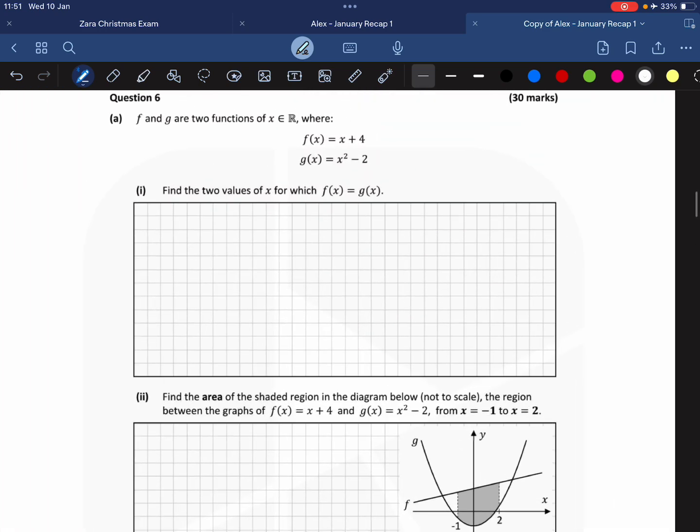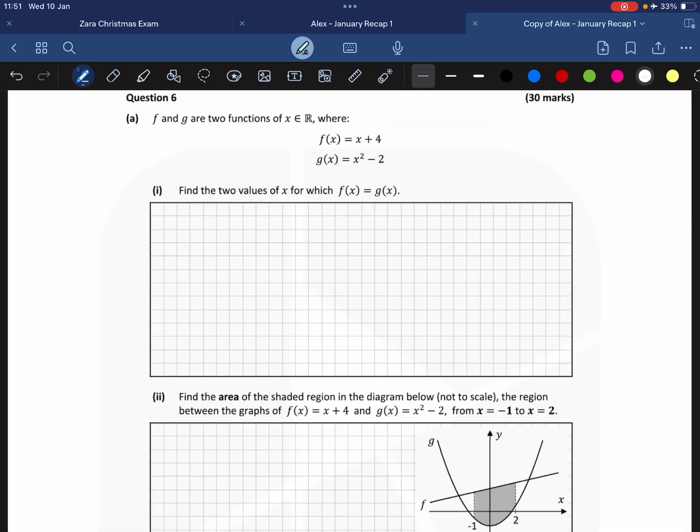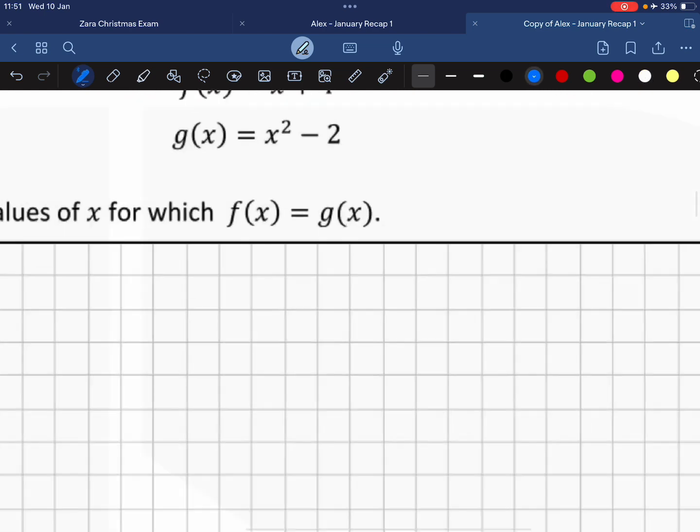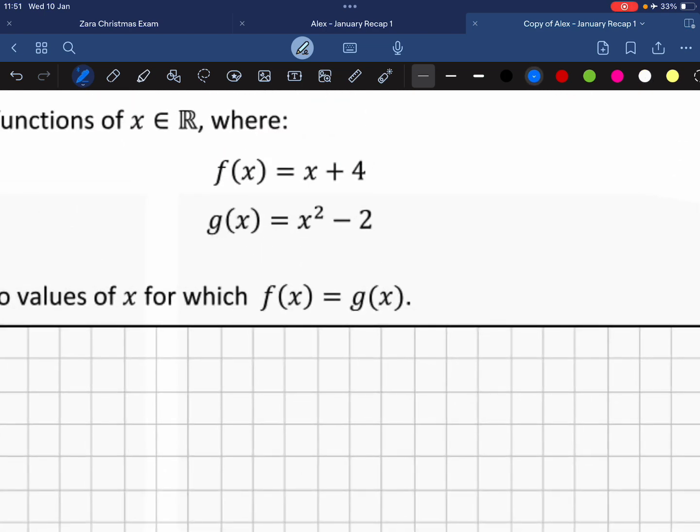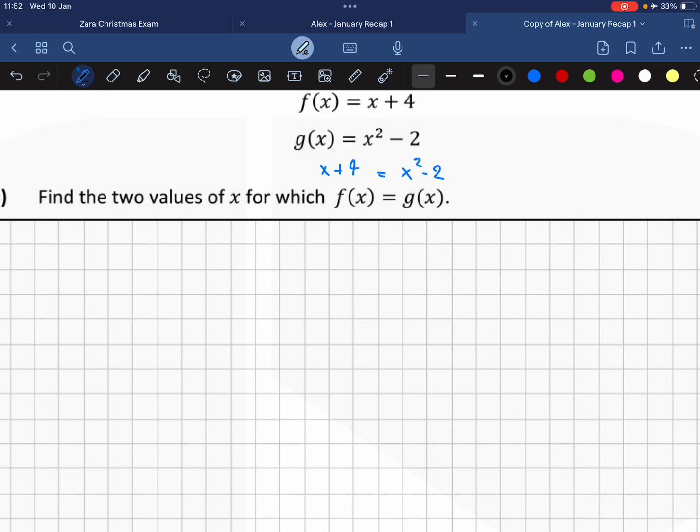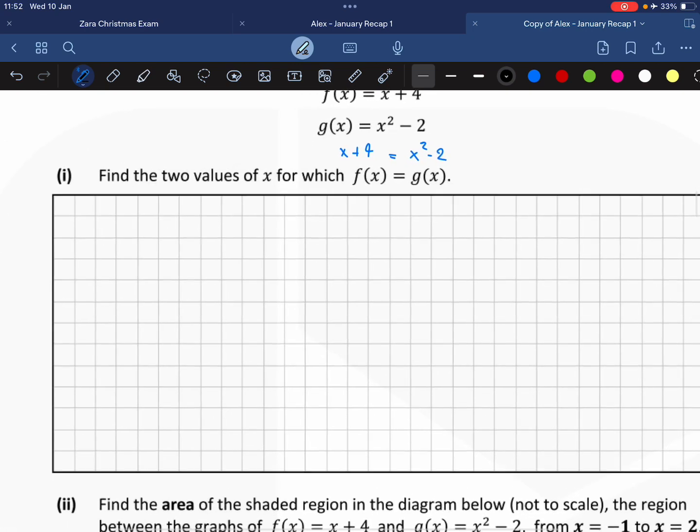So question 6 says f and g are two functions of x, which are elements of the real numbers, where f of x is equal to x plus 4 and g of x is equal to x squared minus 2. Part 1, find the two values of x for which f of x is equal to g of x. So we need to equal the two of them to each other. If you see something written like this, you can literally just replace this with x plus 4 is equal to x squared minus 2, and then we're going to solve. And we should get two values. We might get one, but we should get most of the time two. They'll rarely do it so you don't get any of them.